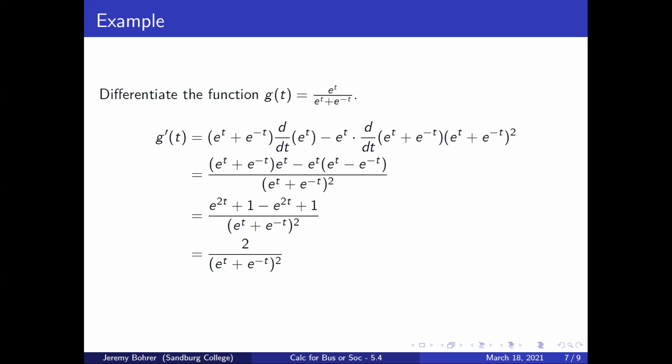Sorry about that. I messed up there a little bit. And that's equal to (e to the t plus e to the negative t) times (e to the t) minus e to the t times (e to the t minus e to the negative t), all over (e to the t plus e to the negative t) squared. When we multiply out the numerator, we get e to the 2t plus 1 minus e to the 2t plus 1, all over (e to the t plus e to the negative t) all squared, which is equal to 2 over (e to the t plus e to the negative t) squared.